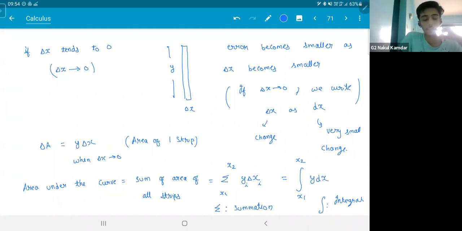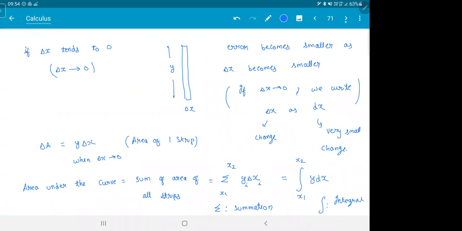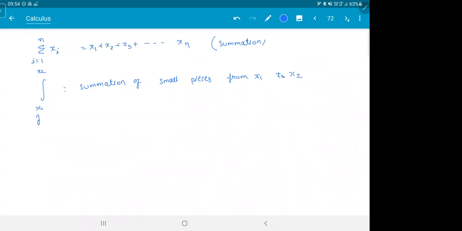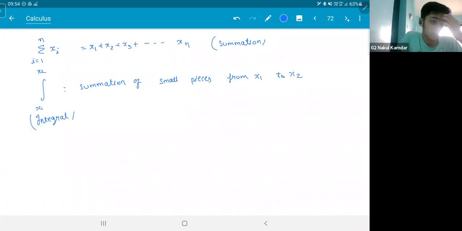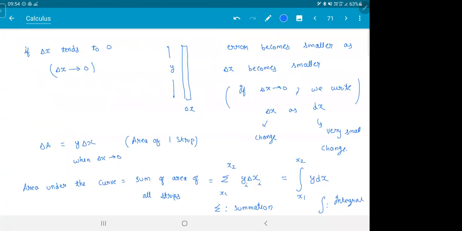What is the integral symbol called? It's called integral only. The symbol's name is integral. The meaning is that it adds up. That's the physical significance.